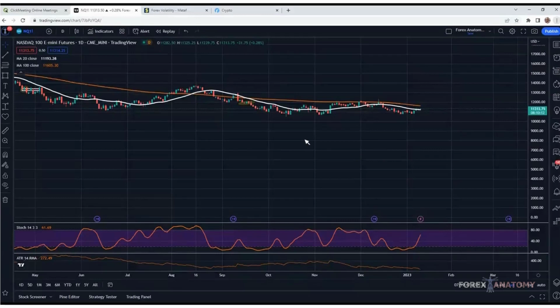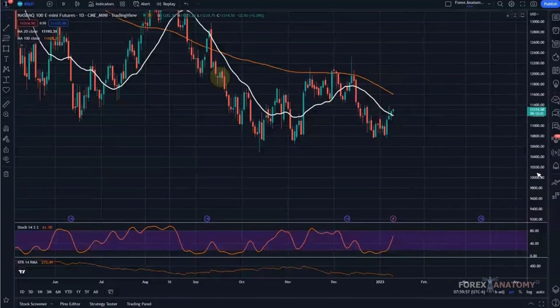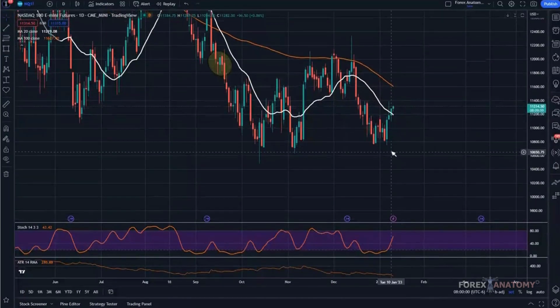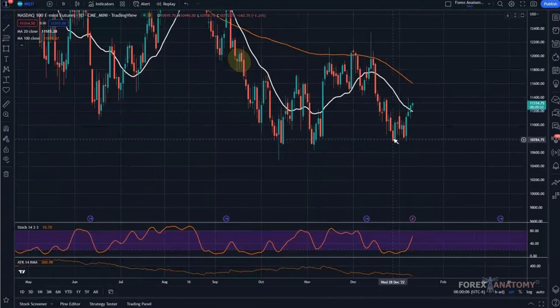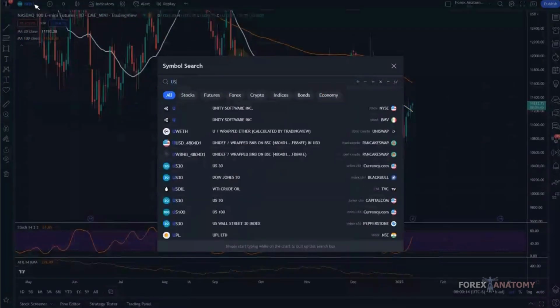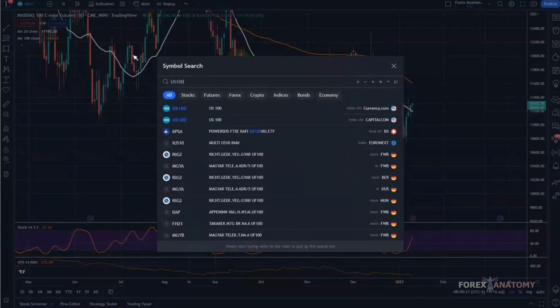All right, so right now we're looking at the NASDAQ on the daily time frame, and what we can see here is price respecting this area. Price did exactly what we mentioned was going to happen. We saw this bullish reaction. As a matter of fact, maybe I should go to US 100, because I think the drawing should still be there.